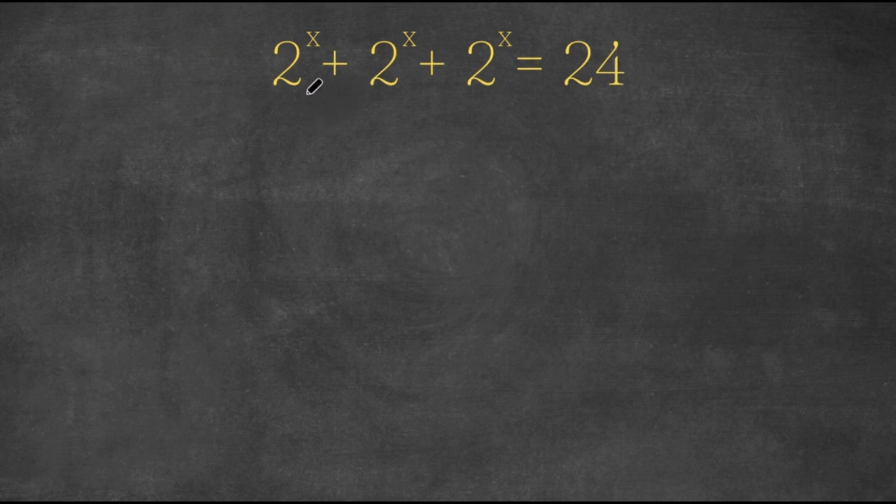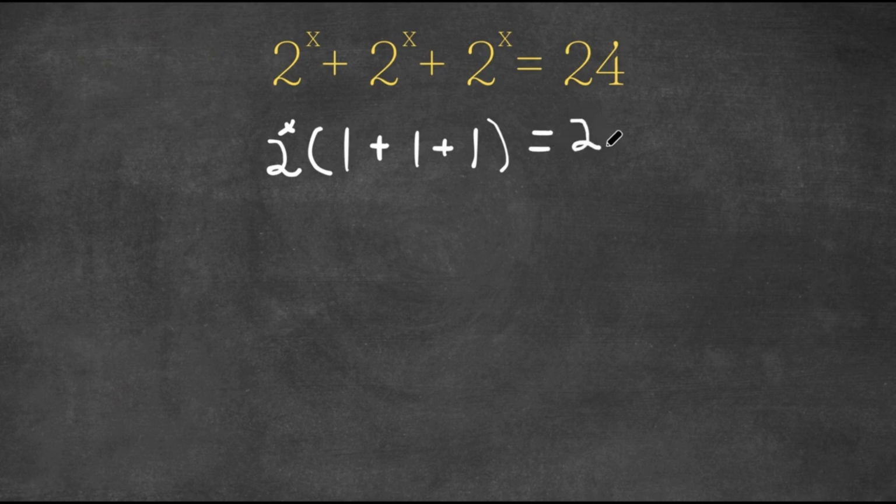Now what I'm first going to do is from the left-hand side, because we have 3 terms that are the same, I'm actually going to factor out 2 to the power of x from this. So now we have 2 to the power of x times 2 to the power of x divided by 2 to the power of x is 1, plus, same thing, 1, and plus, same thing once again, 1. And this equals 24.